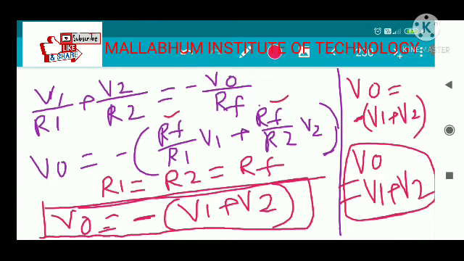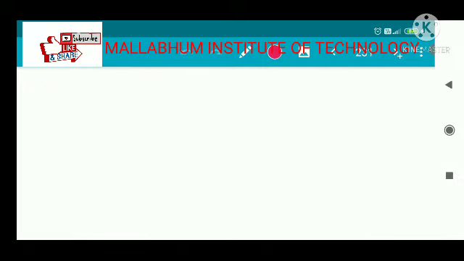Now in the case of the subtractor or the difference amplifier, there is a circuit with two op-amps or with one op-amp. Today we will discuss the one op-amp circuit. So, the subtractor or difference amplifier with one op-amp. This is the circuit.